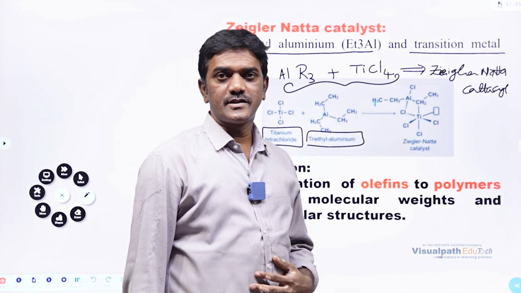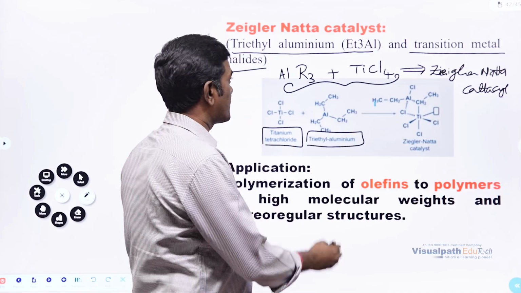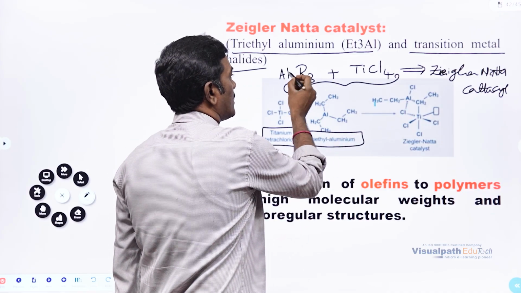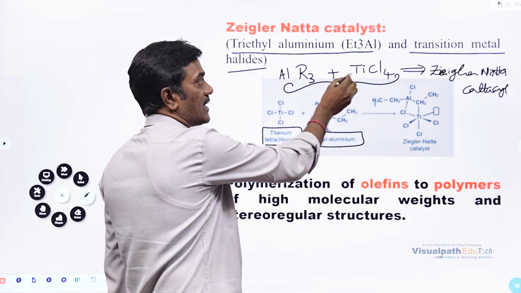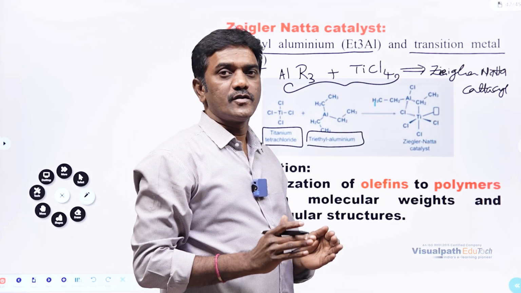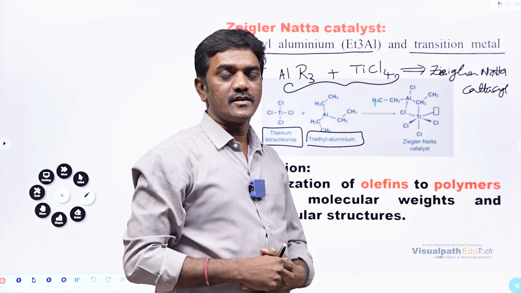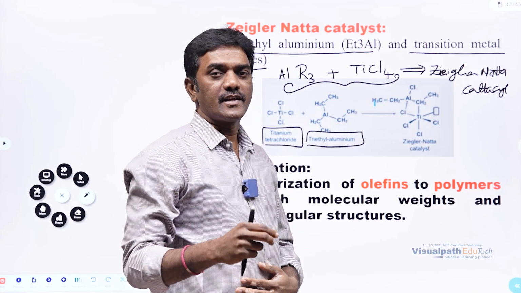We are going to discuss the Ziegler catalyst. What is the meaning of Ziegler catalyst? A Ziegler catalyst is a composition of trialkyl aluminum and titanium tetrachloride. The combination of these two is called the Ziegler catalyst, which has a very important application in industry.